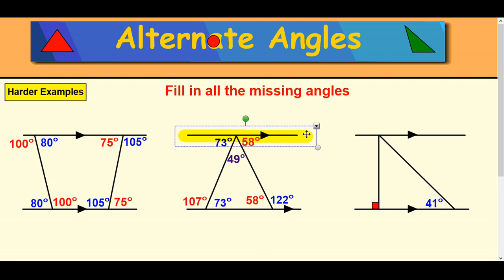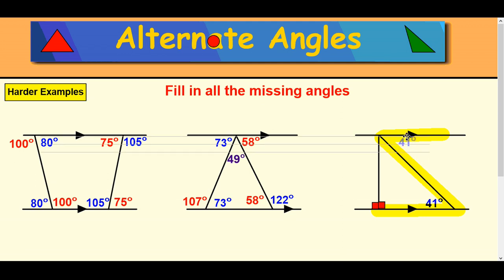Now let's move on to the last one. So the last one here, if you look at this, that's going to be 90 degrees there, isn't it? Because we're going to add to 180. We've got a Z shape over here. There's a Z shape like that. So what that means is that that's going to be 41 up there.